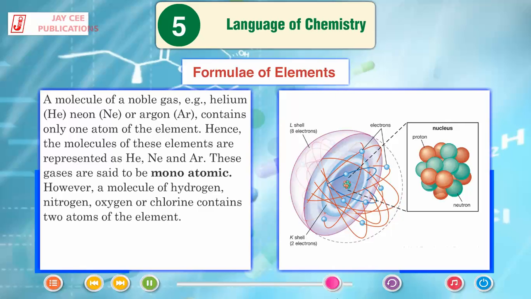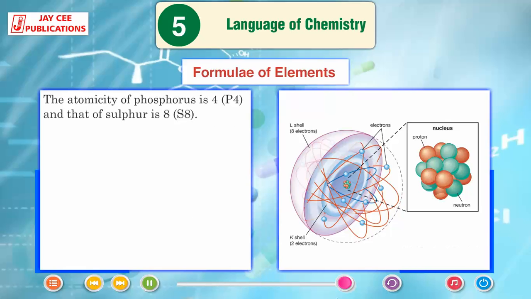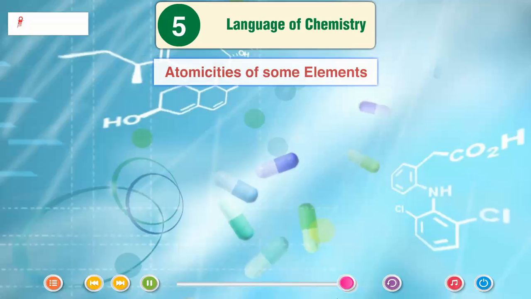However, a molecule of hydrogen, nitrogen, oxygen, or chlorine contains two atoms of the element. They are diatomic and are represented as H2, N2, O2, and Cl2 respectively. A common example of a triatomic gas is ozone, O3. Atomicity. The number of atoms contained in a molecule of an element is called its atomicity. The atomicity of phosphorus is 4, P4, and that of sulfur is 8, S8.